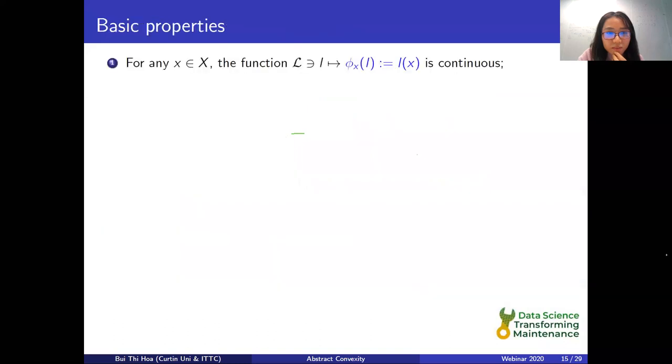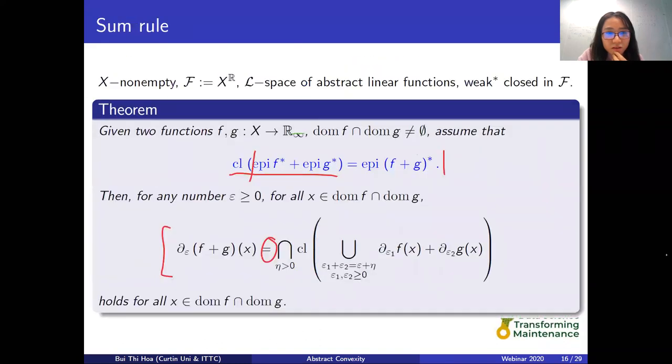For this theorem, we don't assume that these two functions are convex. That can be any non-convex functions. So in general, not even H convex.